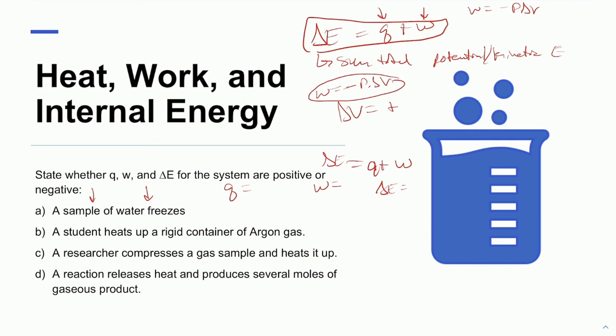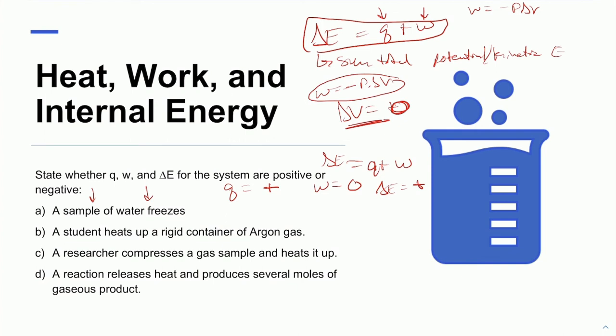Letter B says a student heats up a rigid container of argon gas. All right, so it heats it up, so heat is going into it, right? Q is positive. We're putting heat into our system, into a rigid container of argon gas. Okay, rigid container, what does that mean? That means delta V is 0, right? There's no change in volume. It's in a rigid container. It's not changing at all. So work is actually 0 here, and by default, a positive plus 0 is just going to be a positive for the delta E, okay?